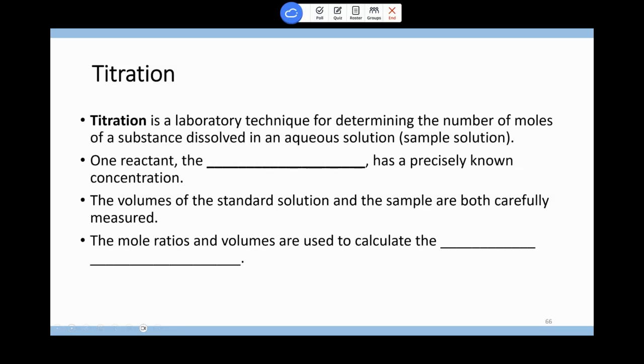So it's a lab technique to determine number of moles of a substance dissolved in an aqueous solution. One reactant, which we call the standard solution, has a precisely known concentration. We have careful volumes measured of the standard solution and the sample. And then we use the mole ratios and volumes to calculate the sample concentration. So the sample with an unknown concentration, we can find its concentration through titration.